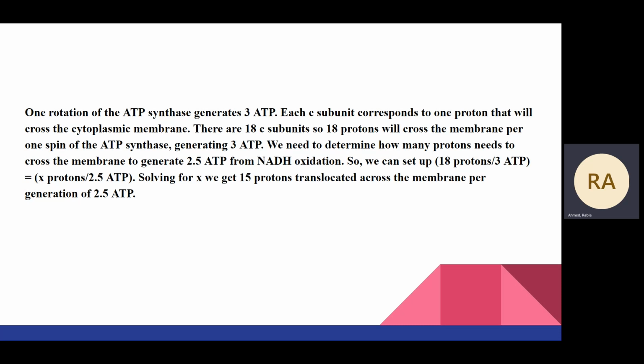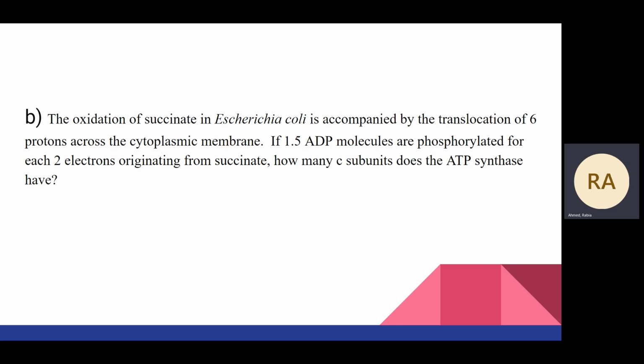Okay, so 5b, the oxidation of succinate in E. coli is accompanied by the translocation of 6 protons across the cytoplasmic membrane. If 1.5 ADP molecules are phosphorylated for each 2 electrons originating from succinate, how many C subunits does the ATP synthase have? I'm going to move on to the next answer.